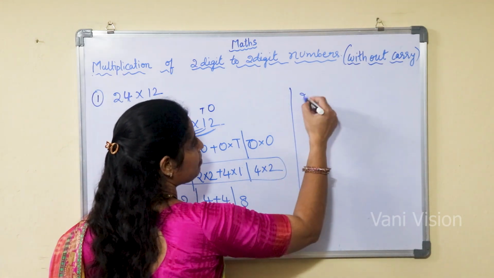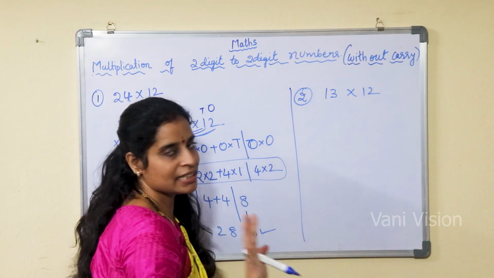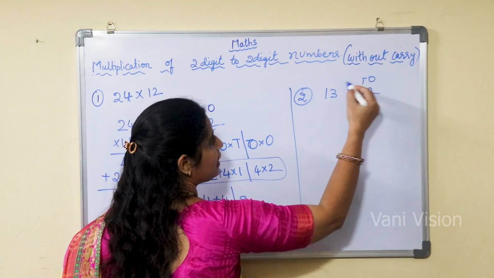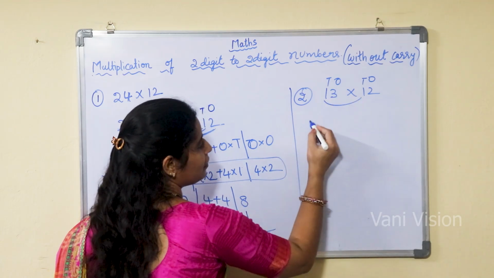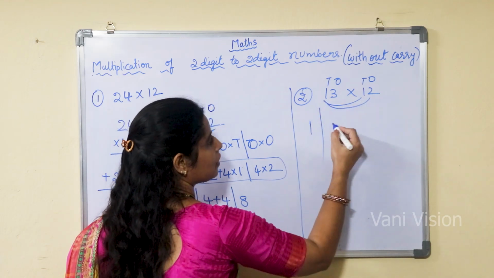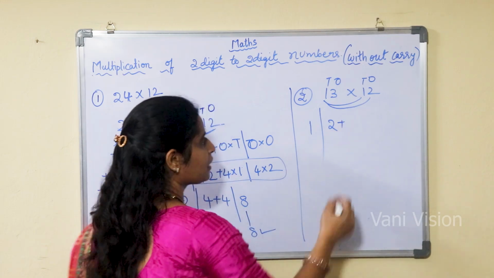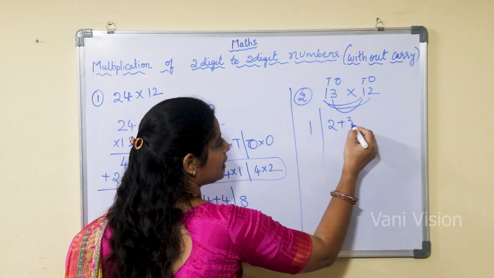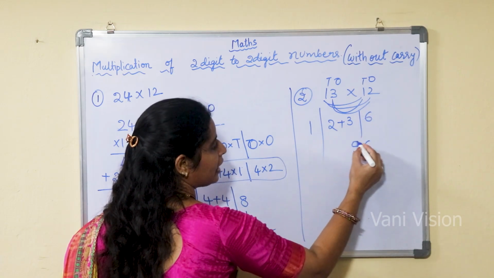Okay, my next example is 13 into 12. I'm not going to change anything. I'll just write the places, tens and ones and tens. Okay, 1 into 1, 1. Separate. 1 into 2, 2. What did I say? We should add it, right? 3 into 1, 3. 3 into 2, 6. So 6 as it is, 5, 1.